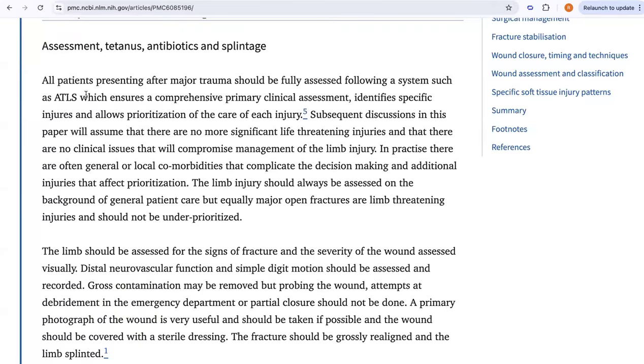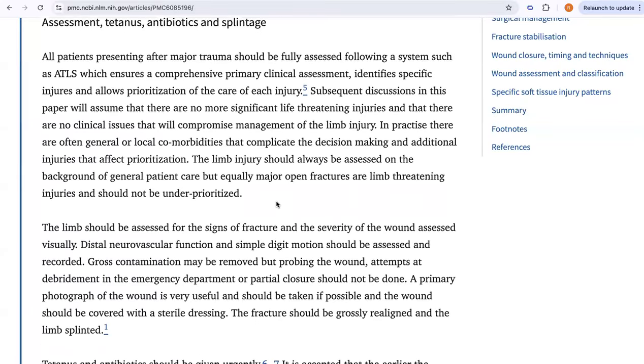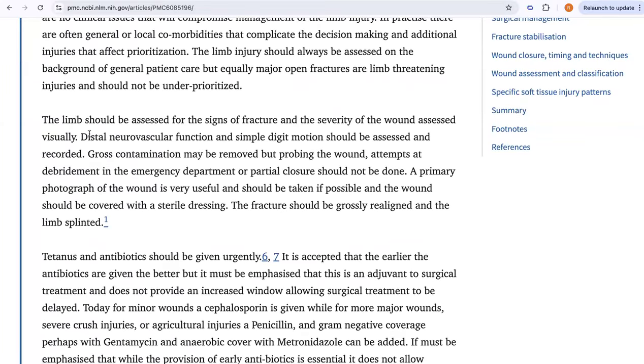So in all patients after a major trauma, what's the first thing you will do? You will do the primary survey. Make sure their airway, breathing and circulation are good. That's the first thing you would do. Then once you make sure of that, in the secondary survey you will find that this patient has an injury to one of the limbs. Then once you find out, you look further. The limb should be assessed for signs of fracture and severity of the wound.